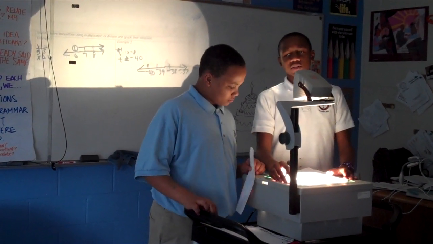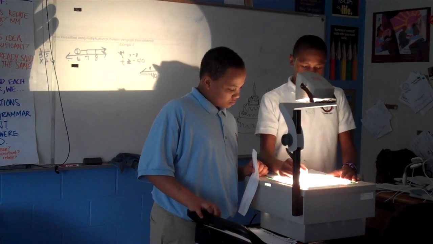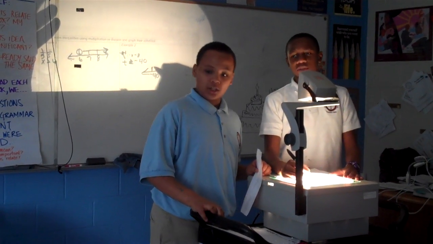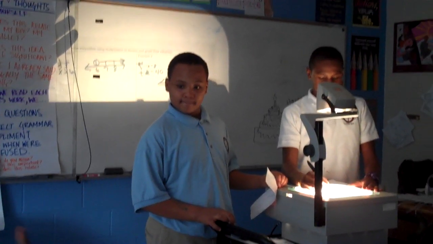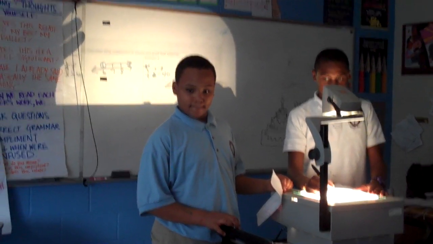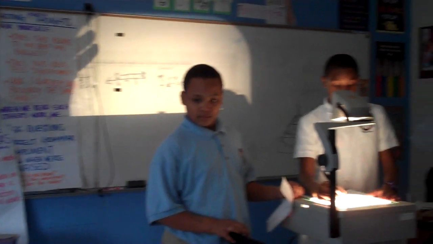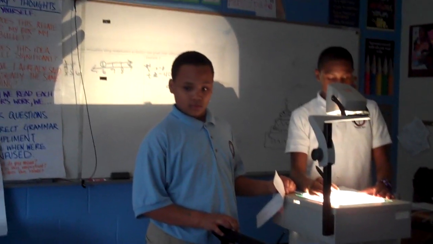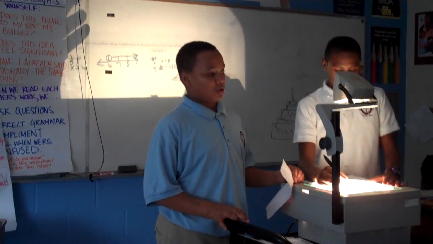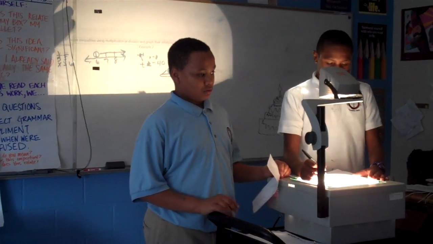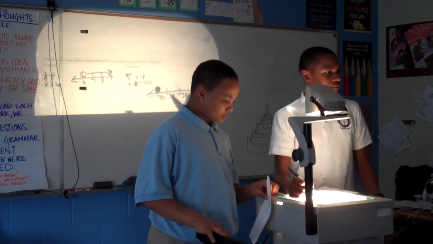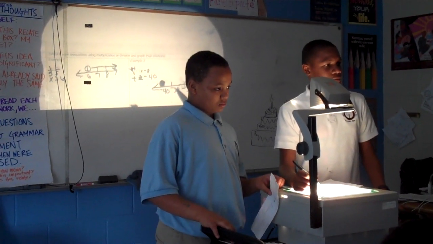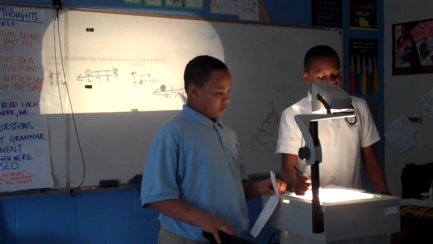Jordan, open circle or closed circle? Closed circle going to the right. Why is it a closed circle? Because your symbol is saying greater than or equal to, so there's a line under the greater than sign. It means there could be several solutions.